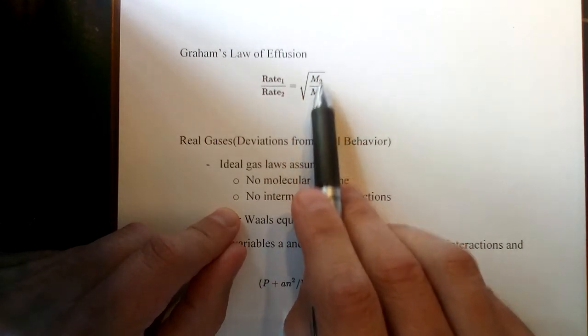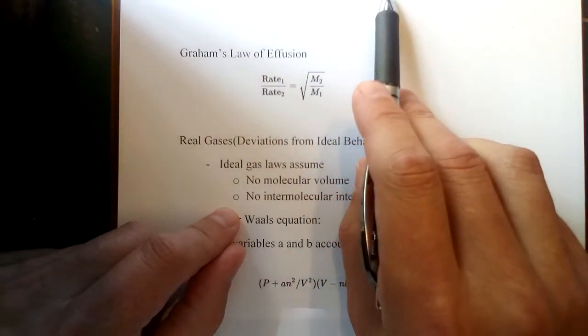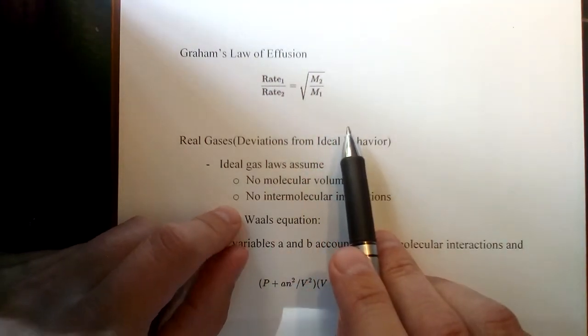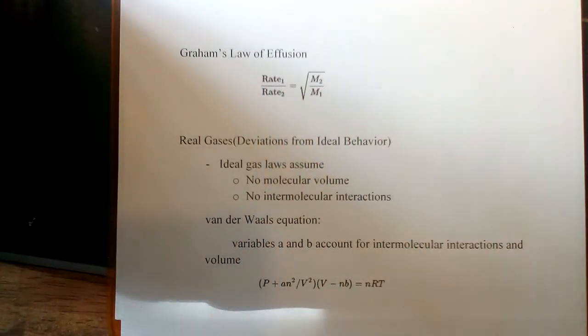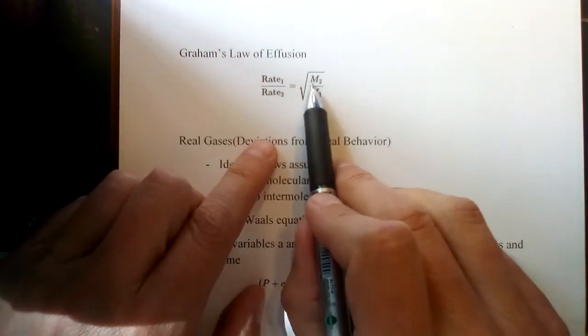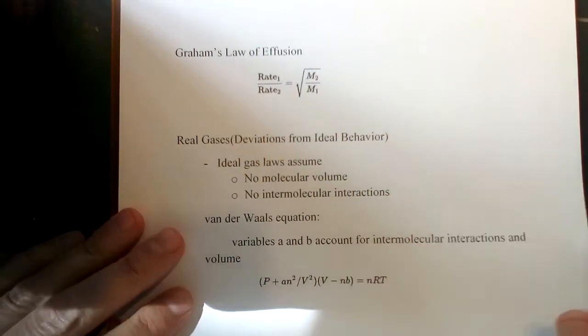So we've got 2 on top here, 1 on the bottom, and there's a square root relationship here, just like there is back up here for the speed. So we can compare, right, if two gases are spreading into the same room, for instance, we can compare their rates by just comparing their molar masses. Okay?